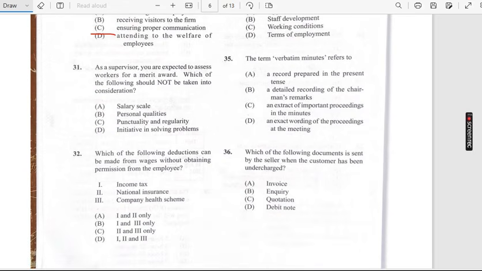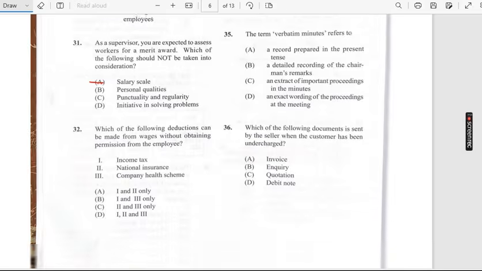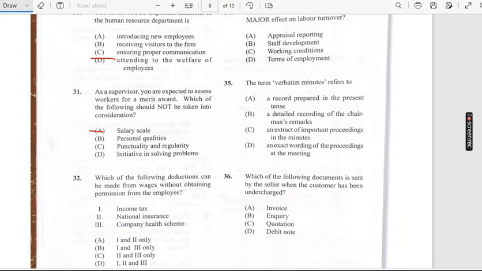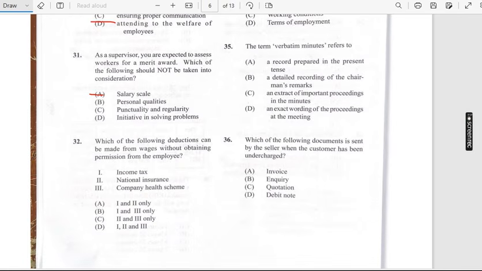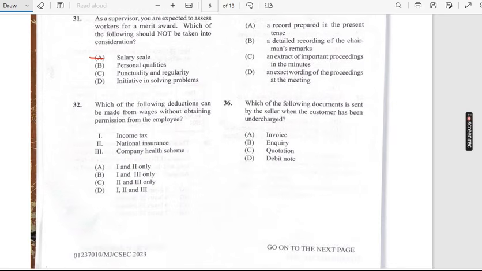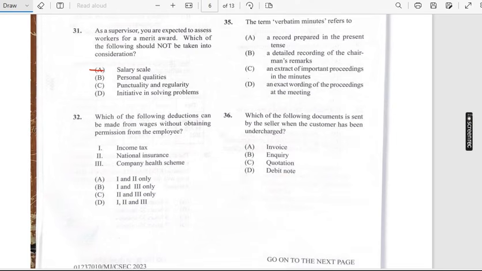Number 31. It says as a supervisor, you are expected to assess workers for merit awards, right? It says which of the following should not be taken into consideration? Salary scale. This has nothing to do with it. Right? There's no way they will take up his salary and try to improve it. The only way you will get it, most of the time, is if you are getting bonus pay or if you're working overtime, but changing your salary, no.